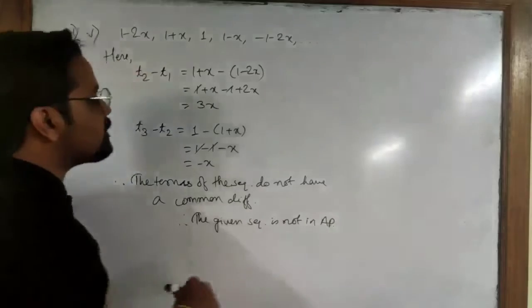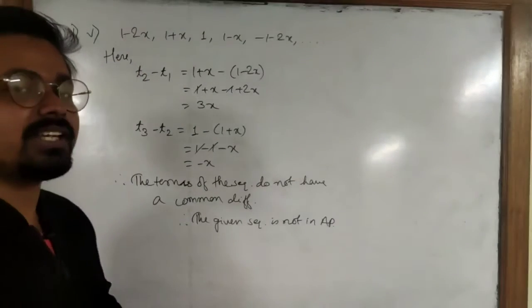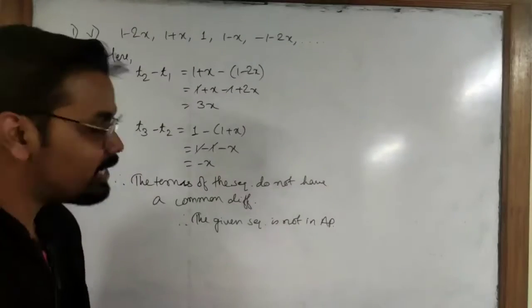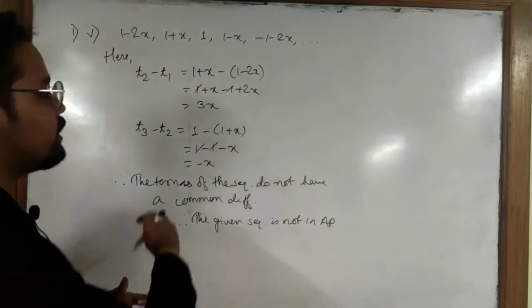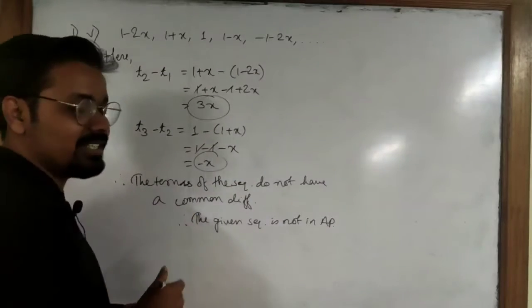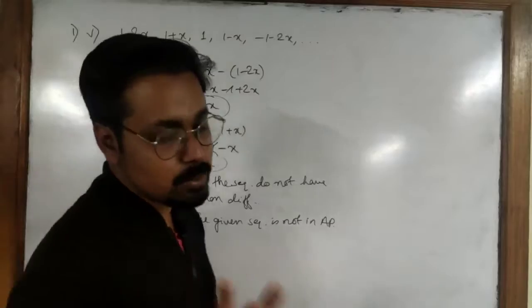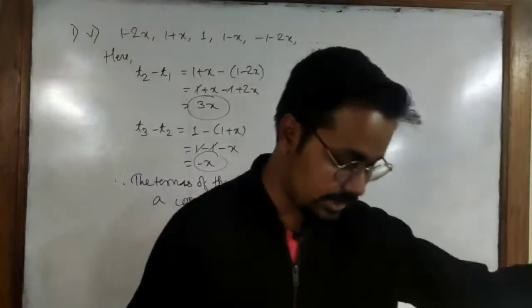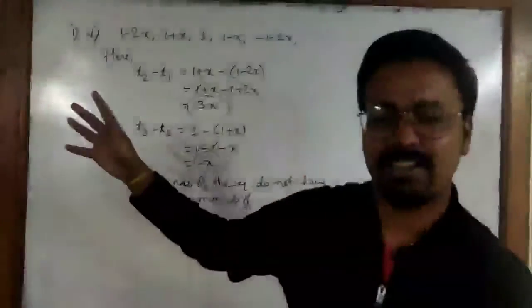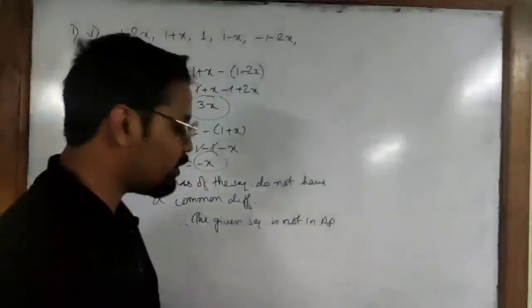So that's how we do these sums. Very simple. Try to find the difference. If they are same, then they will be in AP. As here it is not same, therefore they will not be in AP. Thrice x and minus x are different, so they are not in AP. Let's move on to question number 2. So the other sums, the remaining sums are also of this type. Very simple, very easy. That's why I am not doing all the sums.